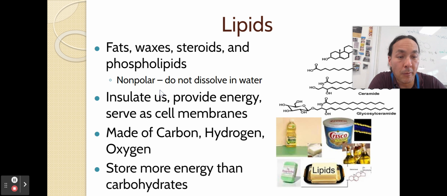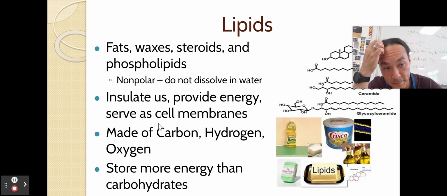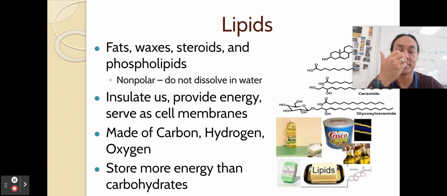Fats are really important. They insulate us. They give us warmth. They provide energy, and they serve as our cell membranes. And we've done a lot with the cell membrane throughout this unit and how cell membrane provides for compartmentalization within a cell. Here's what's so interesting about structure leading to function.